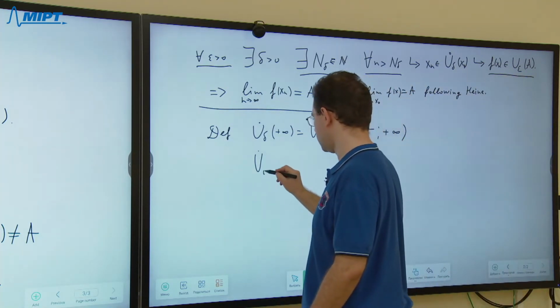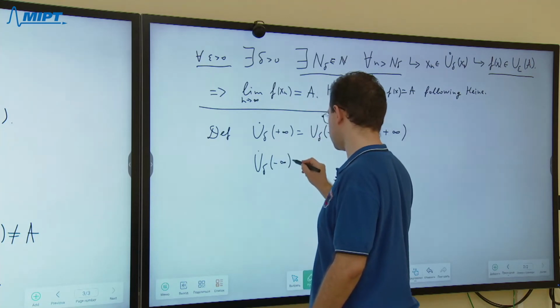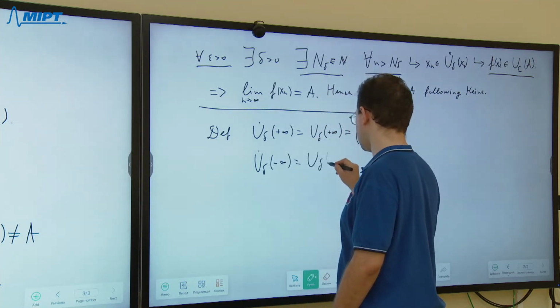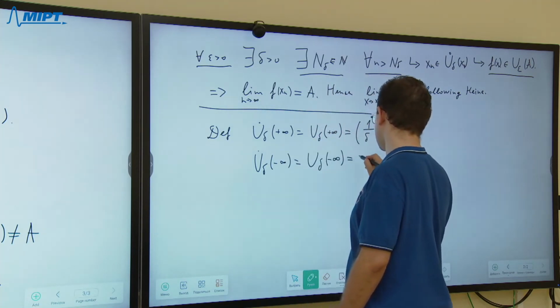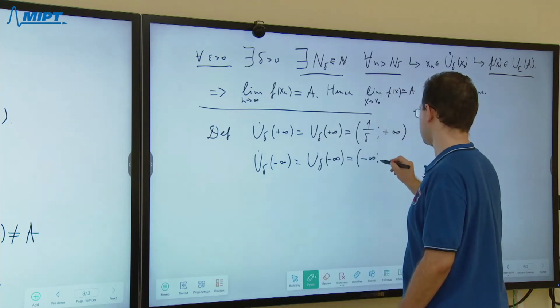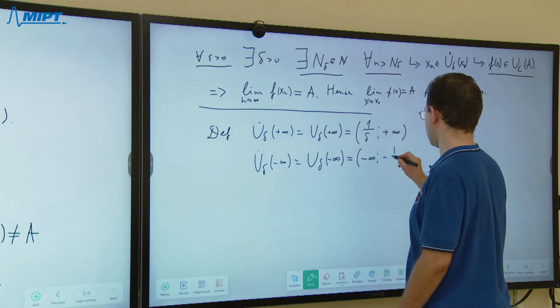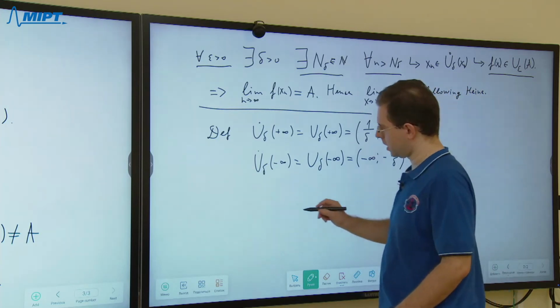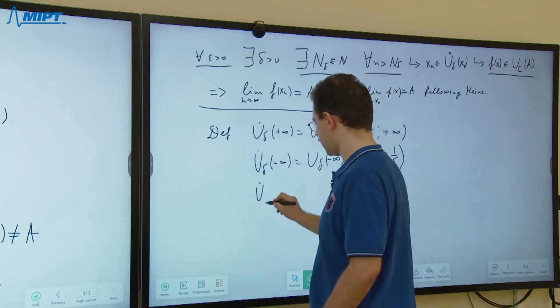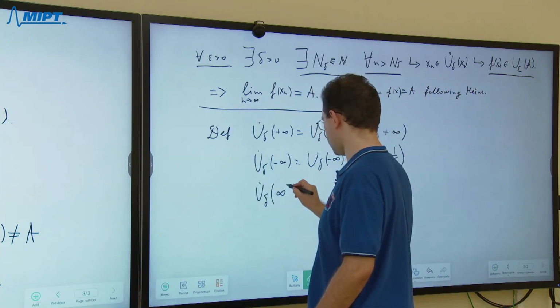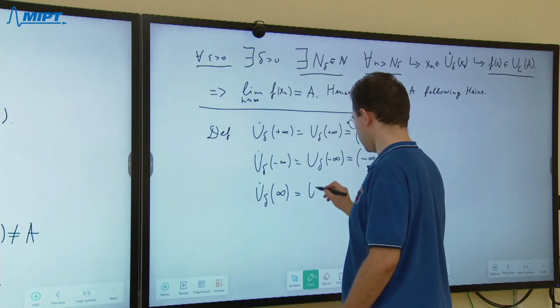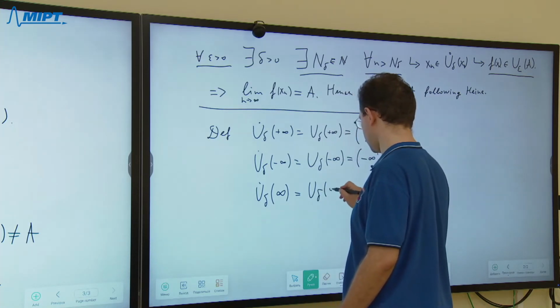So the same for minus infinity, and the same for infinity without sign.